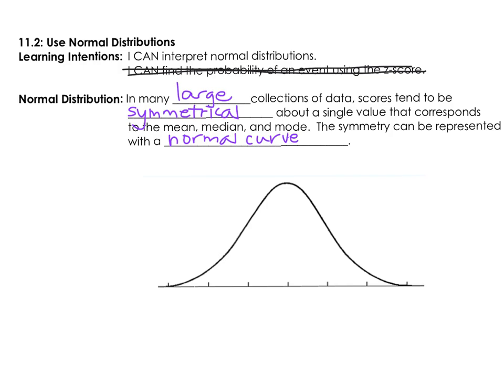To create the data in the normal curve, we're going to need two things. We're going to need that single value that corresponds to mean, median, and mode, and we'll define that as x bar. We're also going to need to know the value of the standard deviation. With those two values, we can create our normal distribution curve.